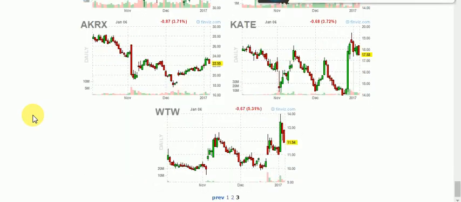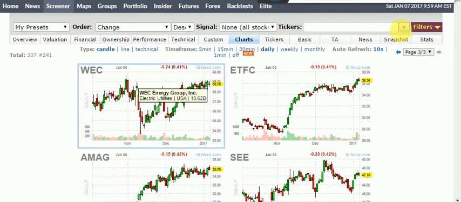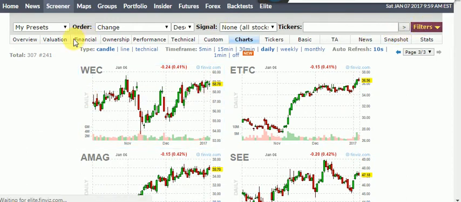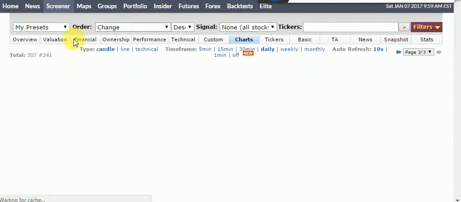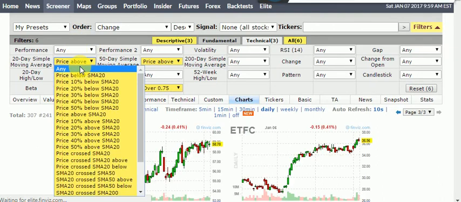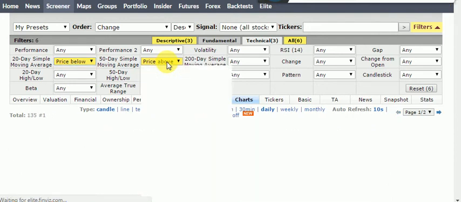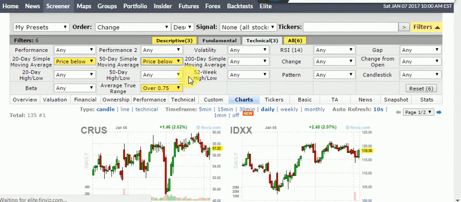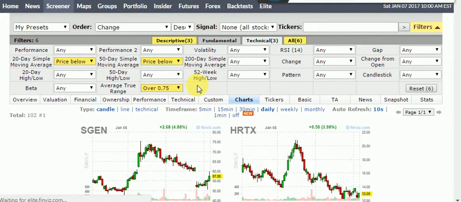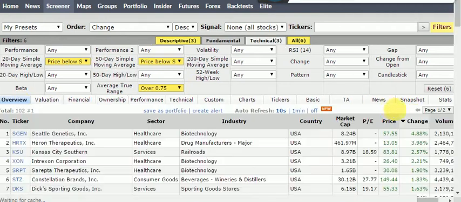The other way that you can scan is try to short. So flip it over. Price below 20-day moving average. Price below 50 SMA. So you know in the last month and 2 months the price was actually down. It's only 102 stocks. Let's see if we can find some good ones out here. Let's see, charts.